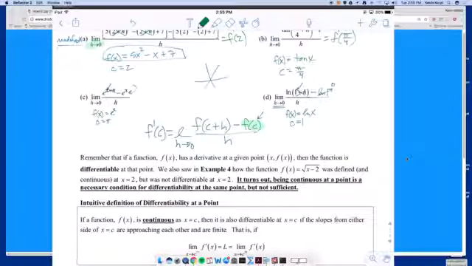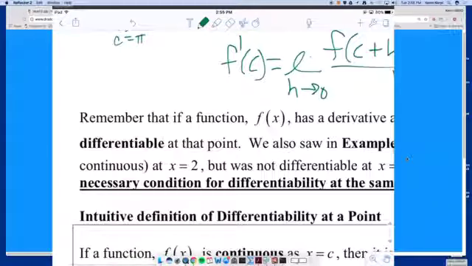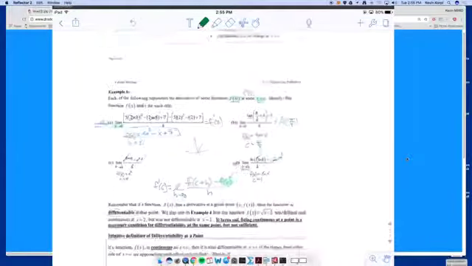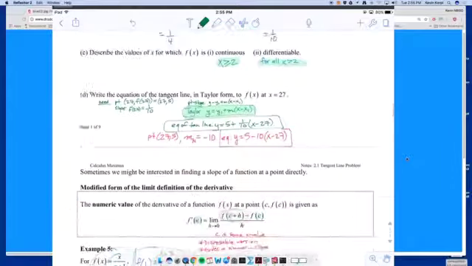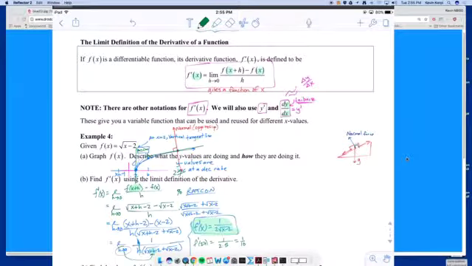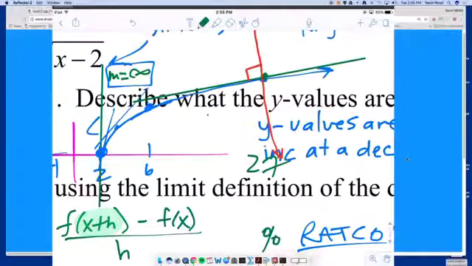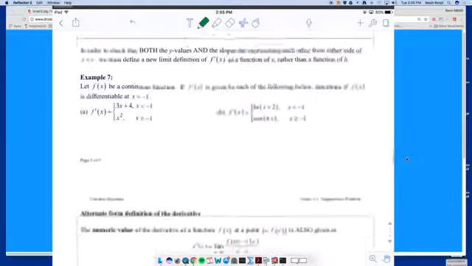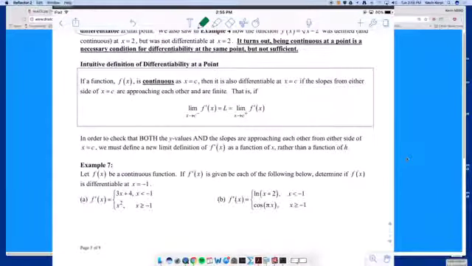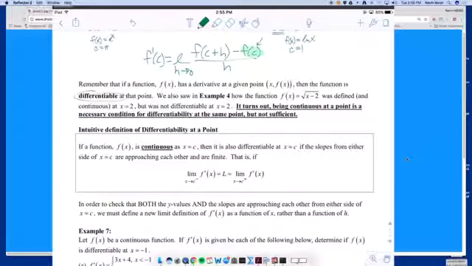Okay, we're going to start talking about differentiability at a point, which I think we've already mentioned, right? A function is differentiable at a point if its derivative exists there. And we already saw up here the square root of x function. It was continuous at 2, but it was not differentiable at 2 because we had a vertical tangent line. So what we're going to do now is come up with an intuitive idea for differentiability, okay?